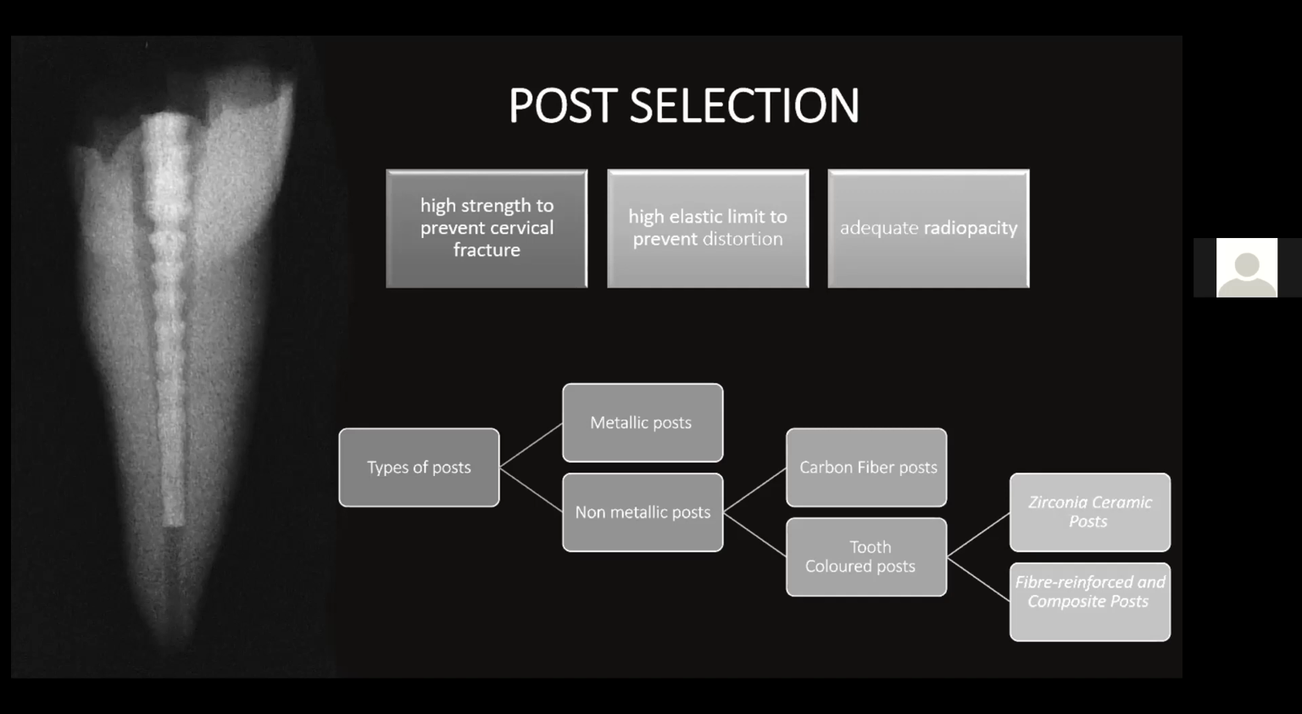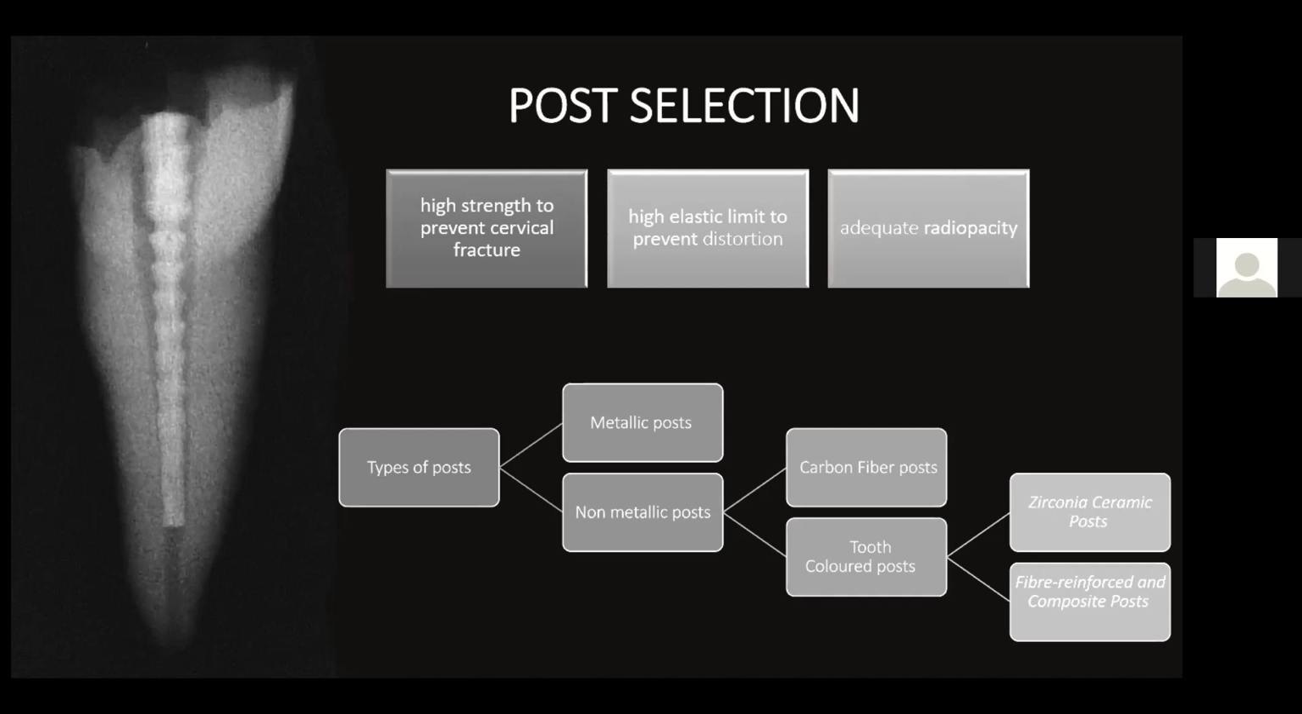Next, we move on to fiber reinforced and composite posts. They're not as strong as all the previous posts that I mentioned. And that's why they should be used with caution, especially if we have very little tooth structure remaining or we have high occlusal forces present. We cannot use them if we have less than 2 to 3 millimeter of supragingival tooth structure, or if we have parafunction or a deep overbite.